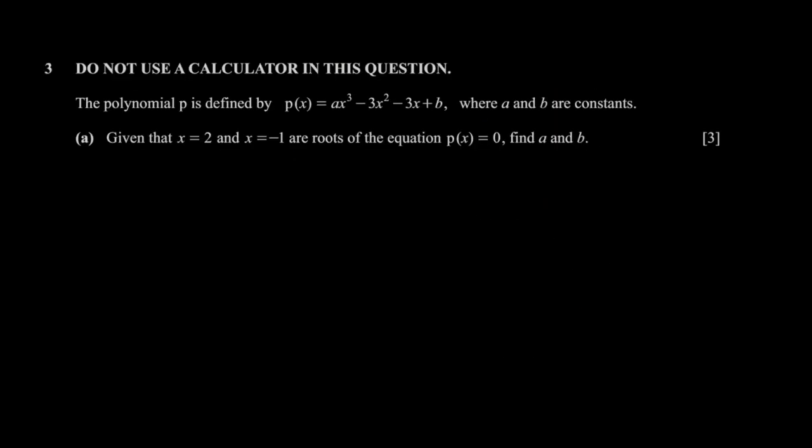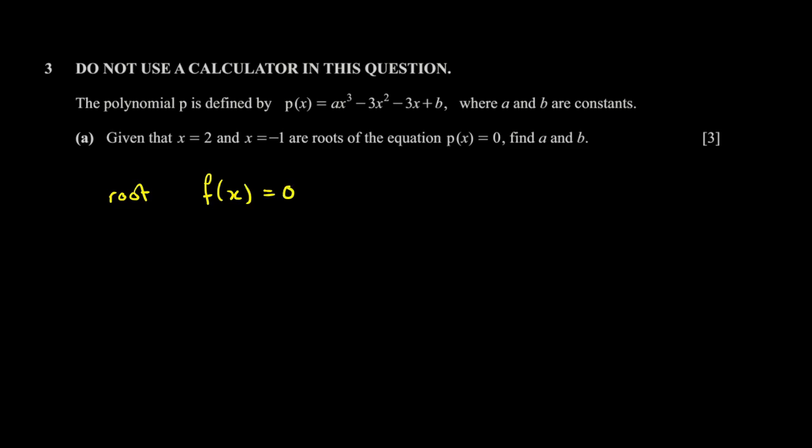Okay, question 3. The polynomial is defined by p of x is equal to ax cubed minus 3x squared minus 3x plus b, where a and b are constants. Given that x is equal to 2 and x is equal to negative 1 are roots of the equation, find a and b. Well, what is a root? A root is where the function is equal to 0, right? So a root is where the function is equal to 0.